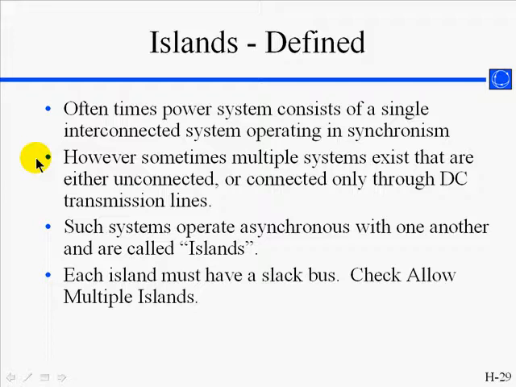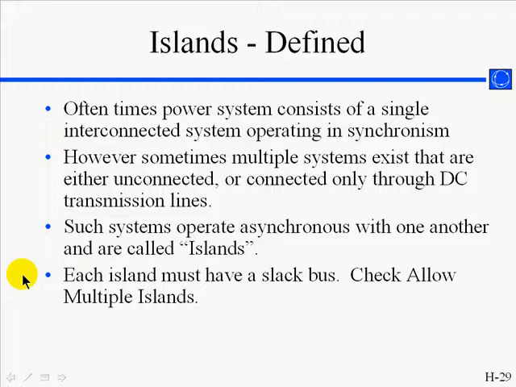So the Quebec region, for example, is connected to the rest of the eastern part of North America only through DC lines. And also, some parts of ERCOT and some parts of the Western Interconnect may be modeled in an Eastern Interconnect case, connected only through DC transmission lines. So subsystems that operate either independently or only through DC connections are called islands. Each island must have its own slack bus. And we did the example earlier where we allowed multiple islands from the Advanced Options tab.